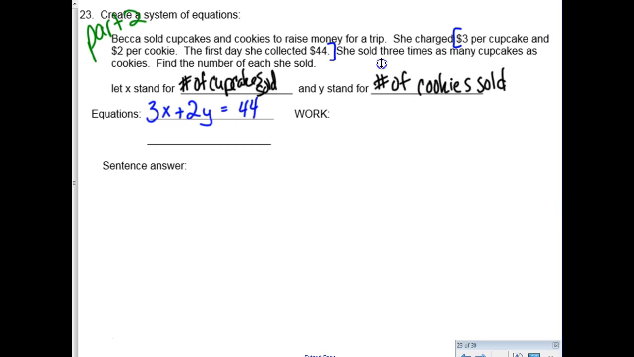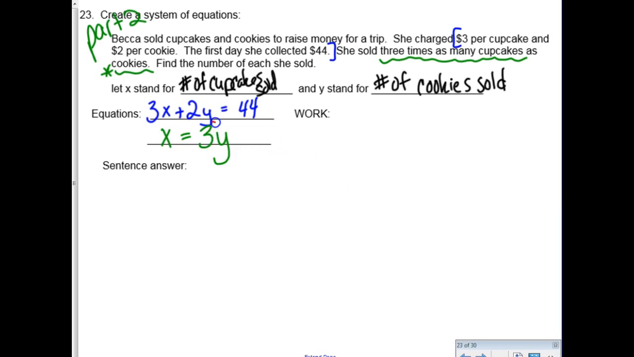This is the question I'm worried about. She's sold 3 times as many cupcakes as cookies. So a lot of kids think this means 3 times cupcakes equals cookies. Well, that's not quite right, because in order for them to equal, you have to actually triple the other variable. So what we have to write down is cupcakes. In order to come up with the same number of cupcakes as cookies, you'd have to triple the cookies. So this is that weird backwards equation, so be careful.